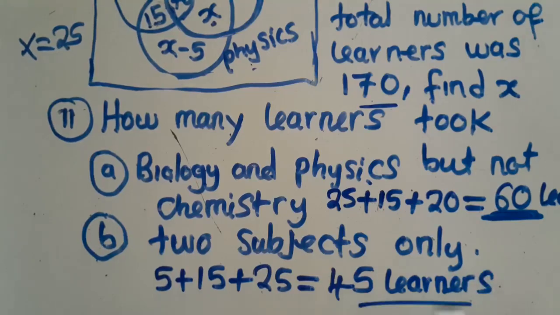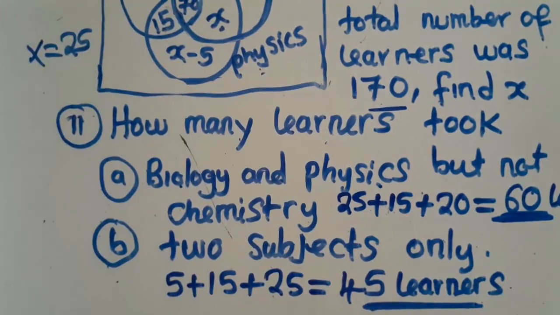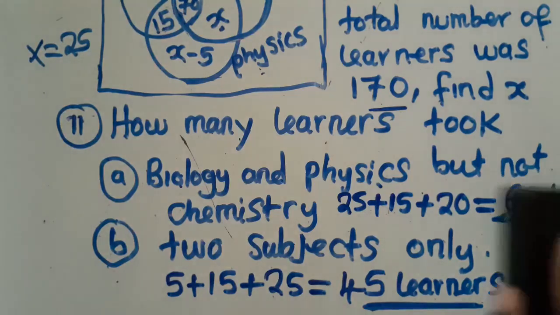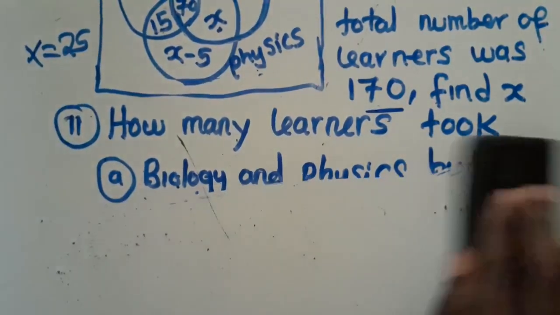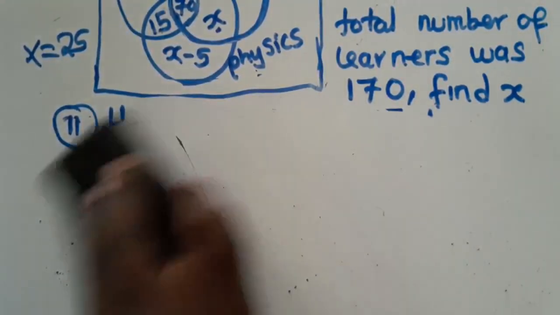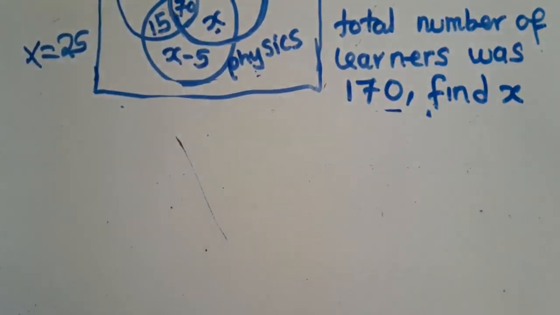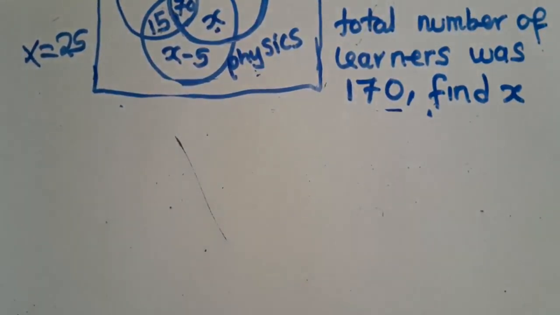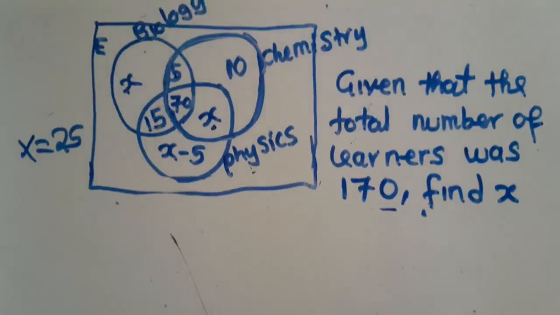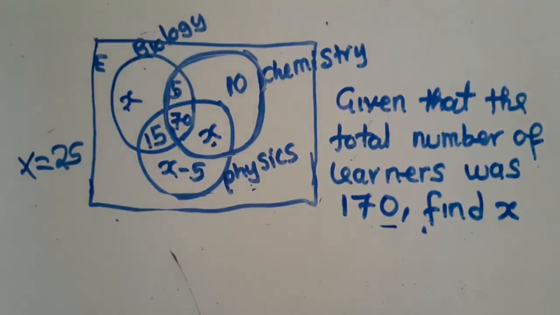45 what? Learners. This is what you are supposed to do. Then the last question was saying 1 subject only. How many learners took 1 subject only? That was the last question. So 1 subject only. What are we supposed to do?